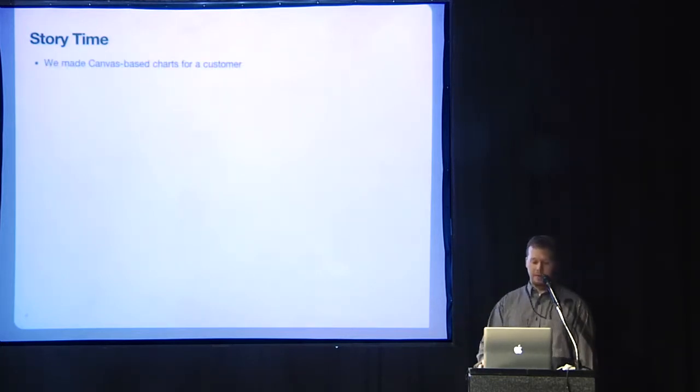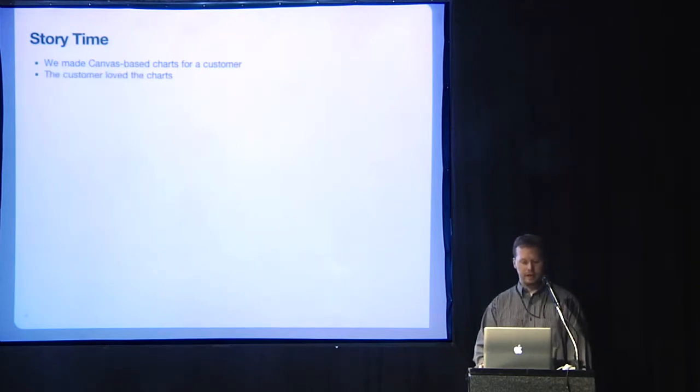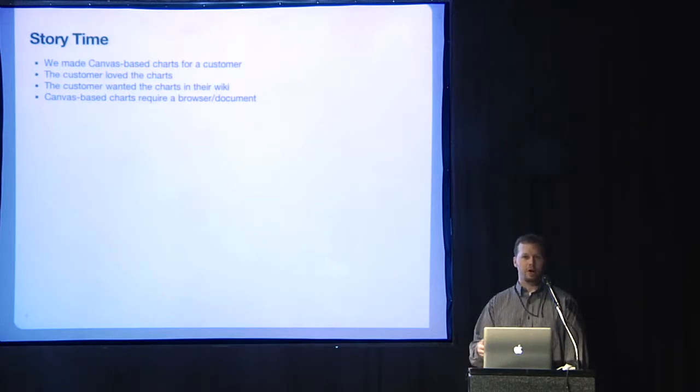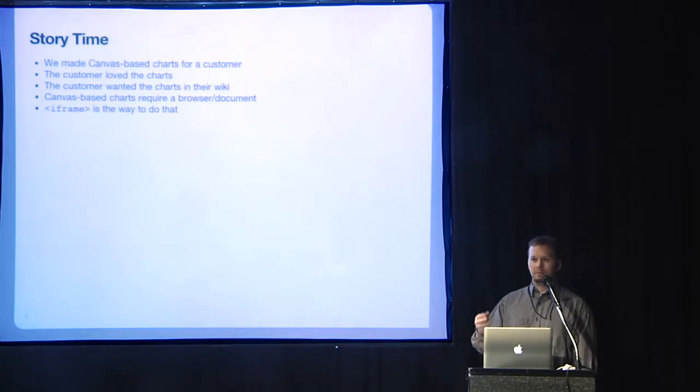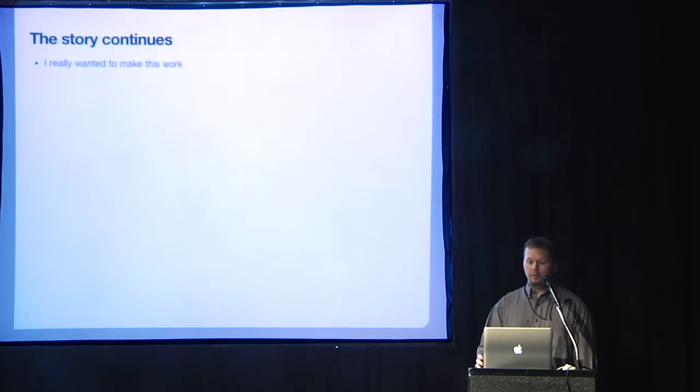So we had made some Canvas-based charts for a customer, and they really liked them, and they wanted to put the charts in their wiki. Canvas-based charts need a browser or a document. An iframe is a good way to do that. You would link to whatever your normal content is and put chrome equals false or something along those lines, unframed. Problem is, wikis don't allow iframes, or most don't.